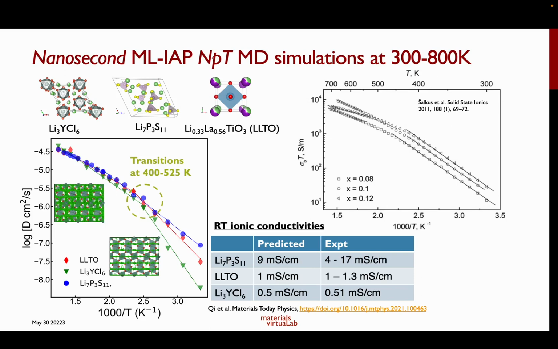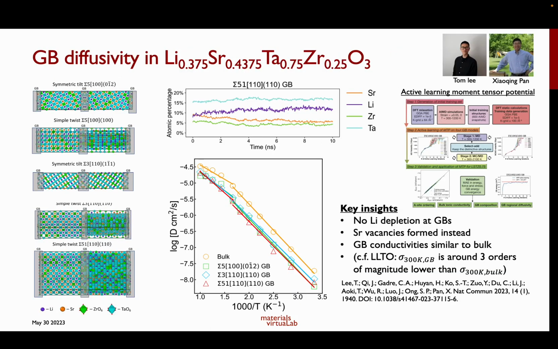So in other words, we are now for the first time able to do simulations that predict ionic conductivities reasonably close to what experimentalists have been measuring, okay? Now, of course, we can go beyond that, right? This is a more recent work that we have done in collaboration with the group of Xiaoqing Pan at UC Irvine, where we look at this modified version of the LLTO superionic conductor, which is lithium, strontium, tantalum, zirconium oxide. This was first proposed by John Goodenough, okay?